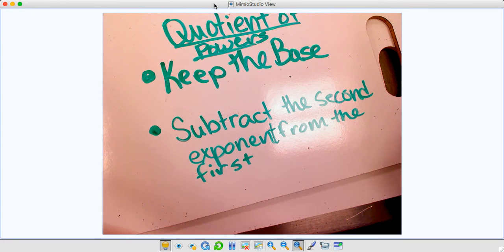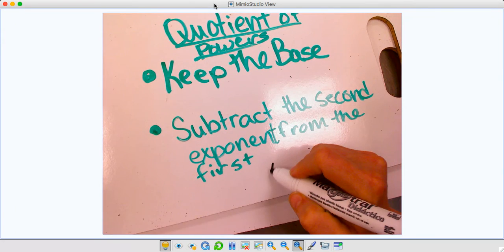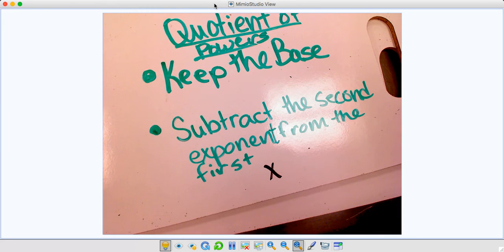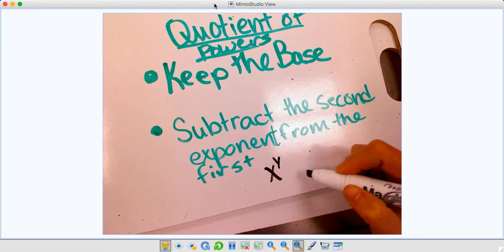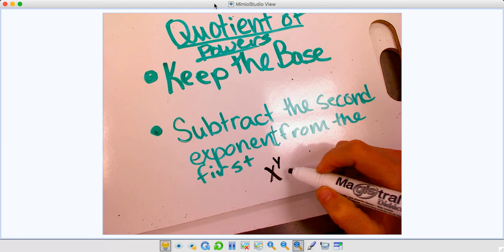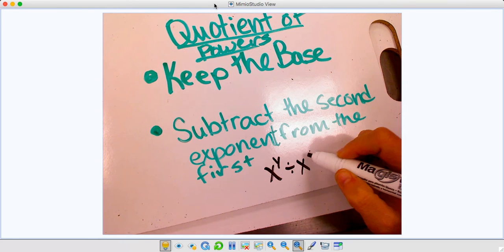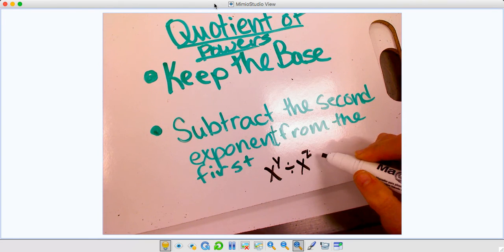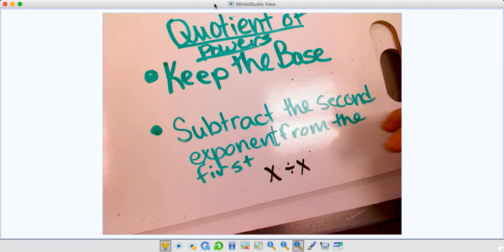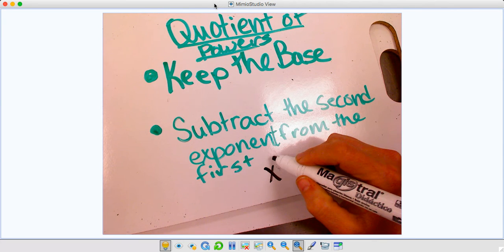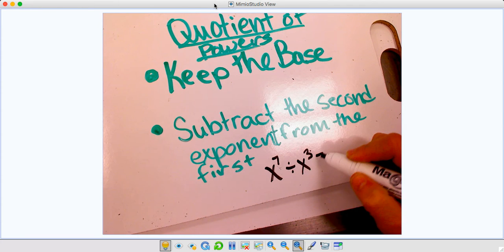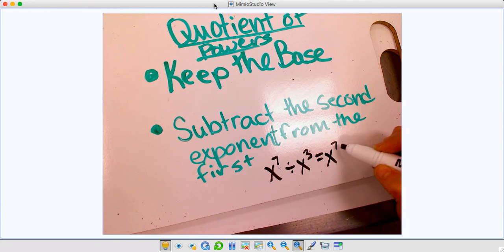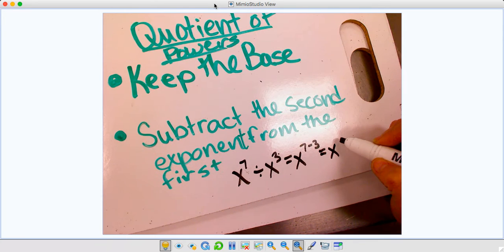So in an example here, I would put x to the y power divided by x to the z power. Let's make these numbers so it's easier to see. I don't know, I'm trying to complicate my life. X to the 7th power divided by x to the 3rd power equals x to the 7 minus 3 power, which is x to the 4th power.